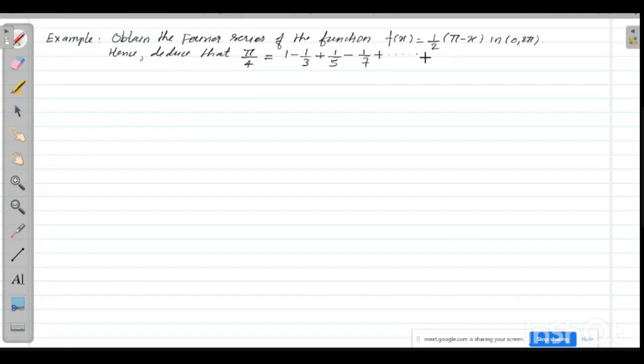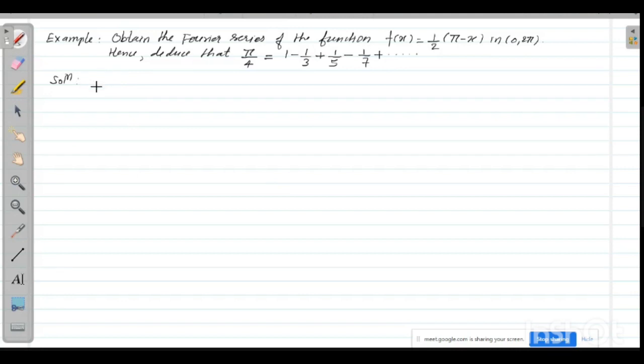So let us see how to find the Fourier expression of the given function. Solution of this. Deduce that means what? We will find this expression by using the Fourier series. Obtain the Fourier series, and we will find this expression. So let us start.